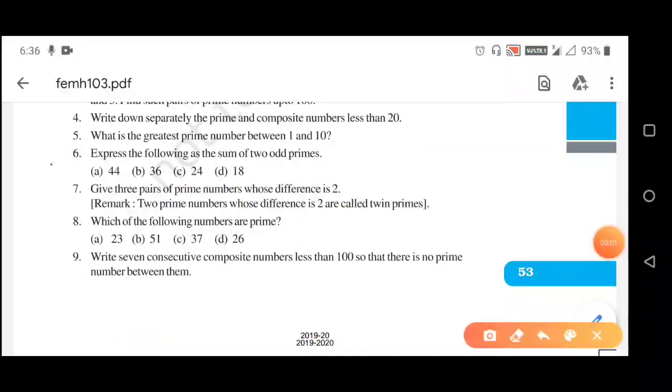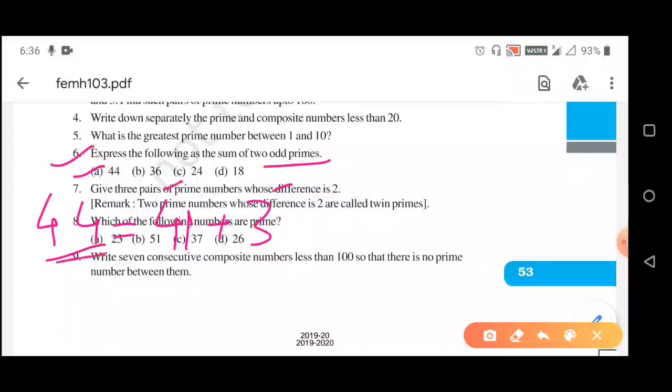Question number 6. Express the following as the sum of two odd primes. So I am doing question number A. 44 can be written as 41 plus 3, where 41 is a prime number and 3 is a prime number. So here we have written 44 as the sum of two odd primes.